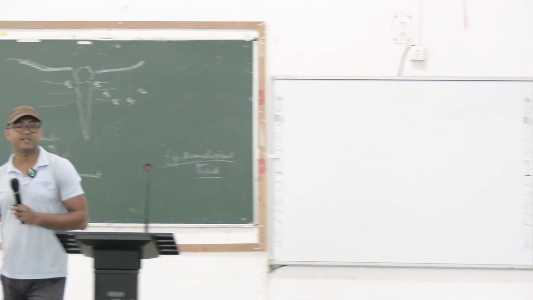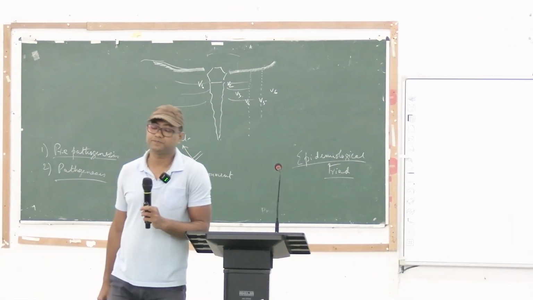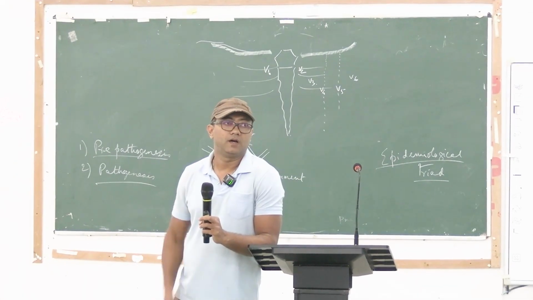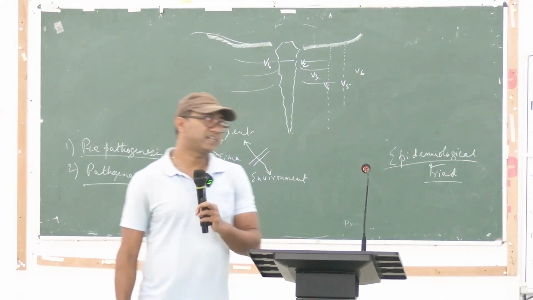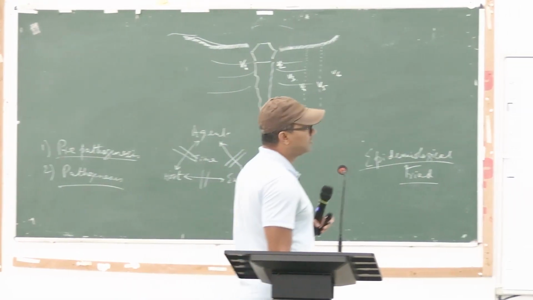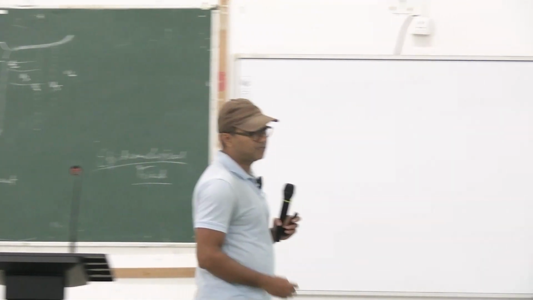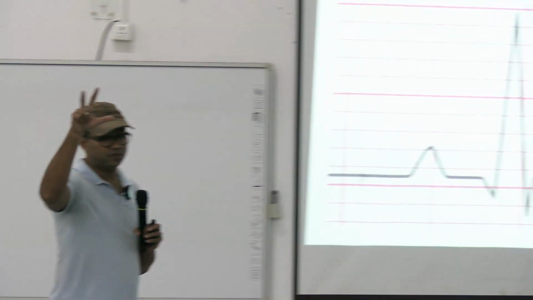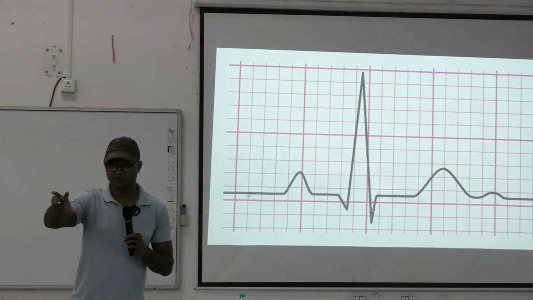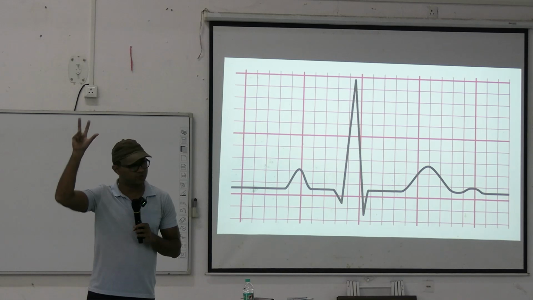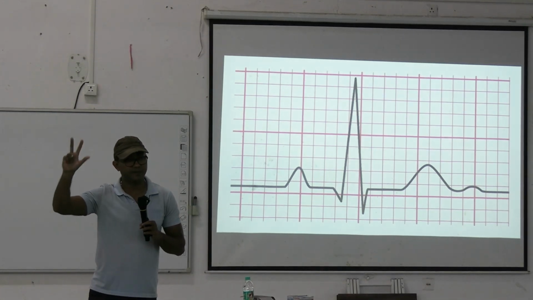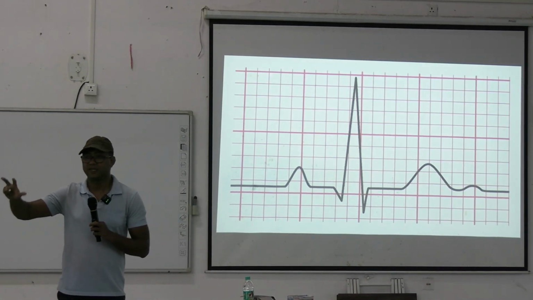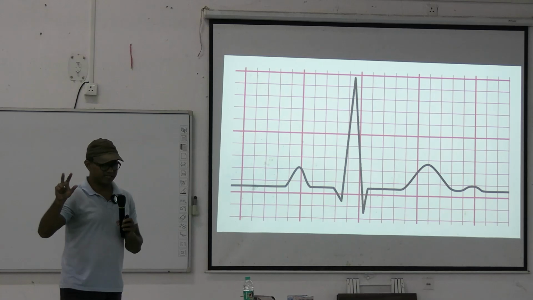So, after ECG lead placement, now we will focus on the graph. ECG is definitely recorded on graph paper, right? It is a two-dimensional picture, your ECG is a two-dimensional picture. It has an x-axis and a y-axis.